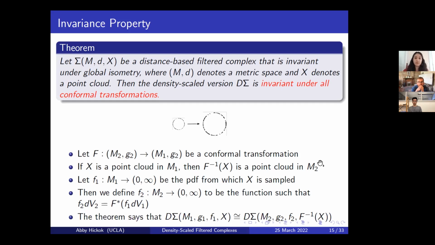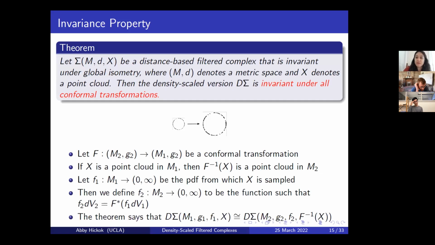Okay, and so what the actual theorem says is that the density scaled version of the complex with these parameters from the first manifold, M1, G1, F1, point cloud X, is going to be isomorphic to the density scaled filtered complex with the parameters from the second manifold, the pre-image of the point cloud. So their persistence diagrams will be the same. Cool. Yeah, so just to clarify, an isomorphism of filtered complexes would be a map back and forth that carries the filtration from one to the other. Yeah, exactly. Thanks for clarifying this, because I don't mean topological isomorphism. I really mean something stronger, which is combinatorial. Yeah, cool.